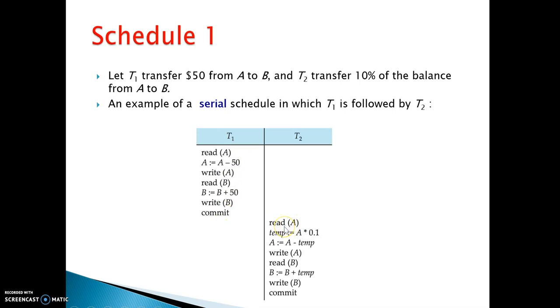When transaction 2 starts, 10% of the amount from the A account is stored in a temporary variable, and this temporary variable is deducted from account A and saved. Then this 10% amount is added to the B account. Here the transactions are executed serially. Serial means one after another: T1 is completed, then T2 enters.